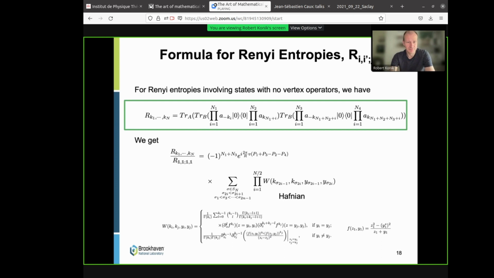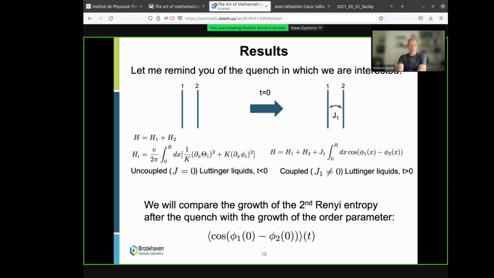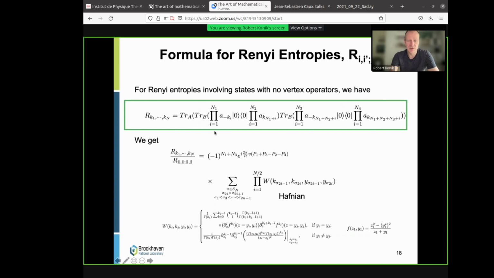So that's how we're going to compute the Renyi entropies. We're going to use these types of expressions combined with data coming from the truncated spectrum approach to compute the Renyi entropies.